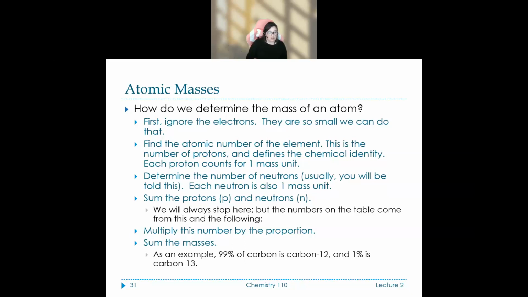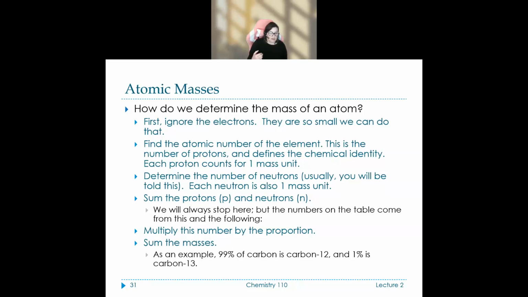We determine the number of neutrons. You'll be told this. You'll be given a mass number so you can figure it out. Each neutron is also 1 mass unit. To get the mass number, we sum the protons and neutrons. And we always stop there. All right? That's where we go for a particular isotope. Now, the way that we get from that isotope to the numbers that we see on the periodic table is to multiply this number by the proportion of how often that isotope appears in nature.